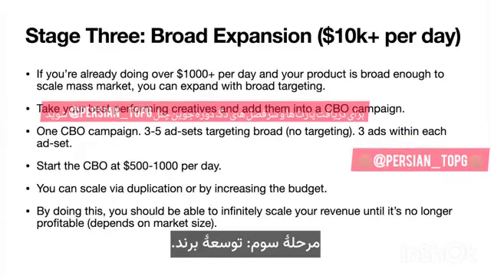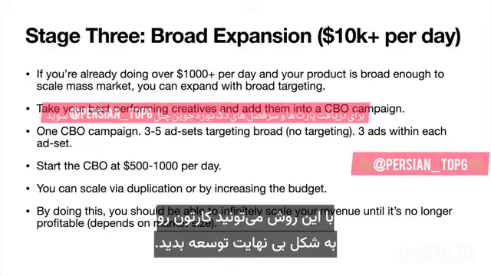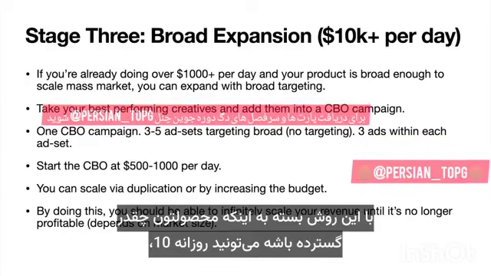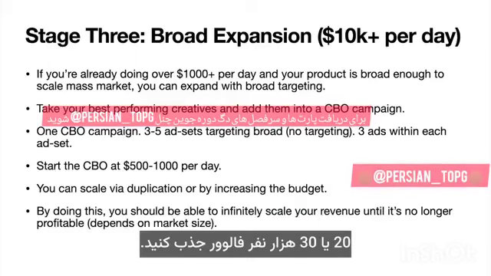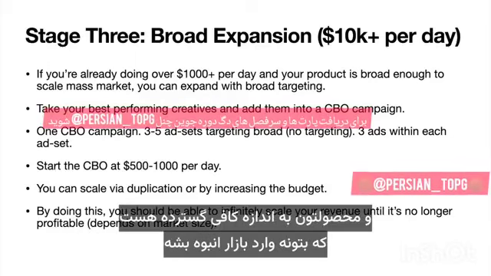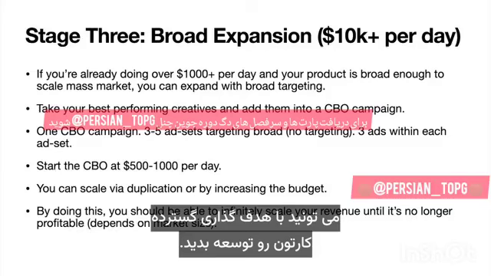Next, stage 3, broad expansion. And with this, you can infinitely scale. With this method, you can scale to 10, 20, 30K per day, depending on how broad your product is. So if you're already doing over $1,000 per day in revenue and your product is broad enough to scale mass market, you can expand with broad targeting.